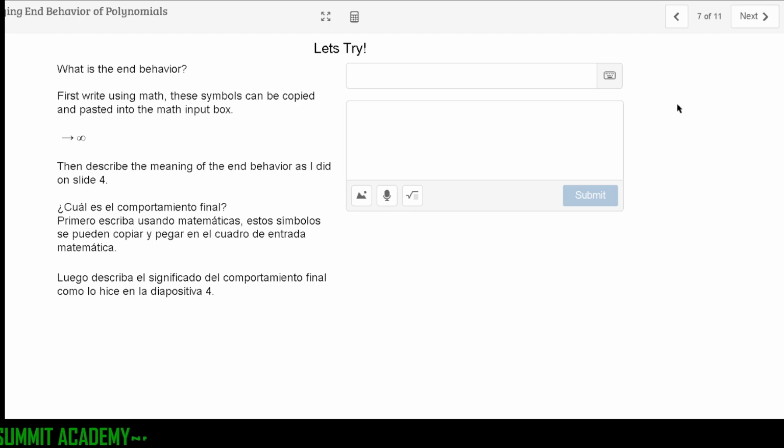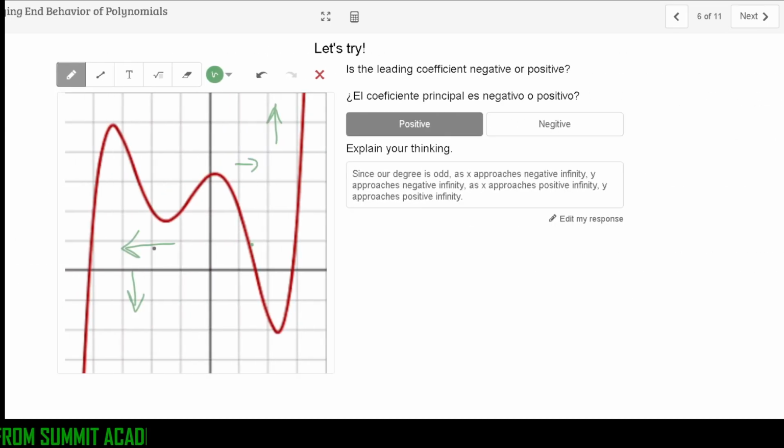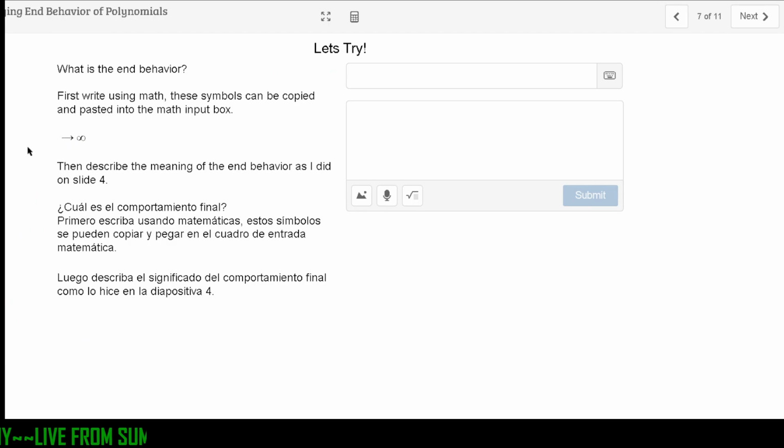All right, so it says, what is the end behavior? So it says using the math, or try writing it using those symbols, so you can copy and paste it in. So let's try going back and saying what it's going to be. We said as x goes to positive infinity, so does y. As x goes to negative infinity, so does y. So you can highlight and copy.